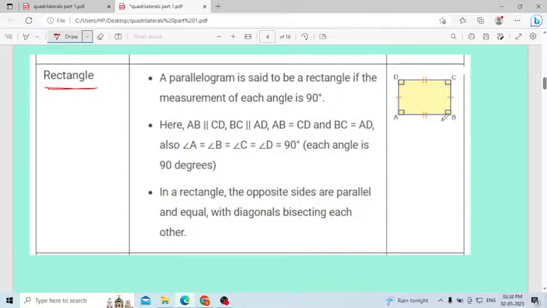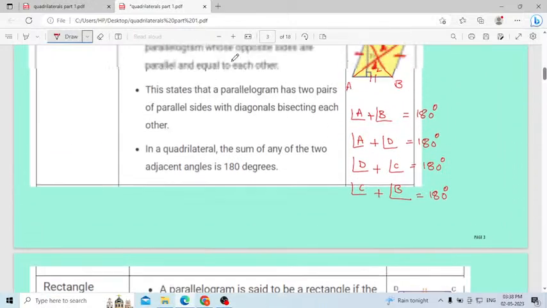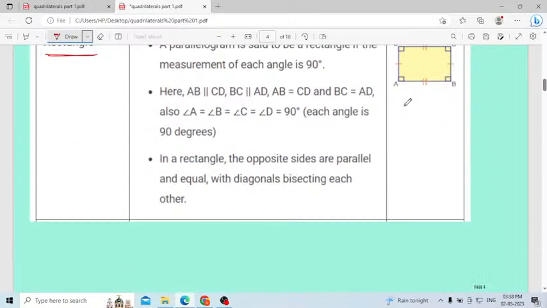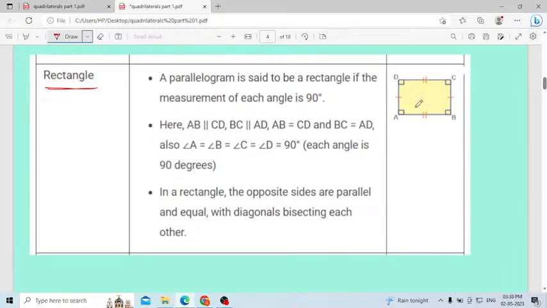Yes, listen here. This is also a type of parallelogram, but in the last parallelogram that I explained, we did not mention the measurement of each angle. Only the condition in the case of a parallelogram, the adjacent angle sum is 180 degrees. Okay, adjacent angle sum is 180 degrees. But in the case of a rectangle, the measure of each angle is fixed, that is 90 degrees. Each angle, the measurement of each angle.